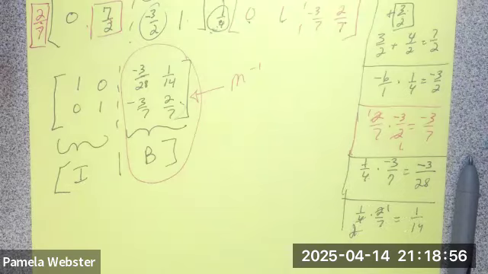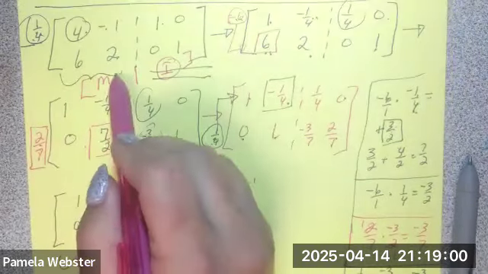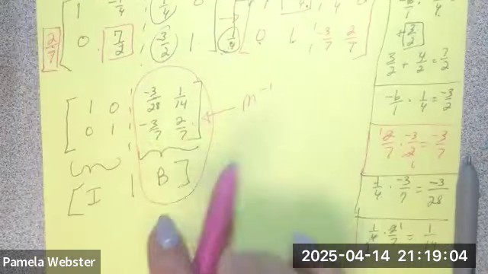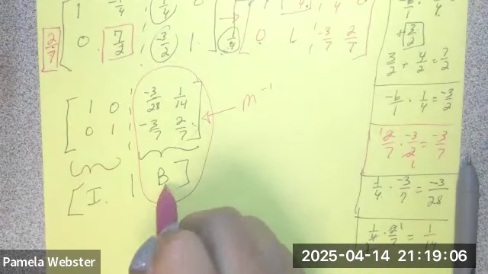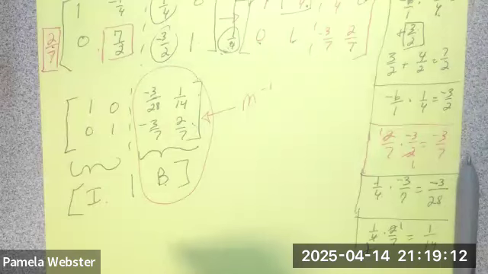It's the same exact process. You would augment the matrix with the identity and then do your row operations until you get the identity with the B. And if that B is good, then you have an inverse. All right. So short of doing that, I feel like we are good to go.